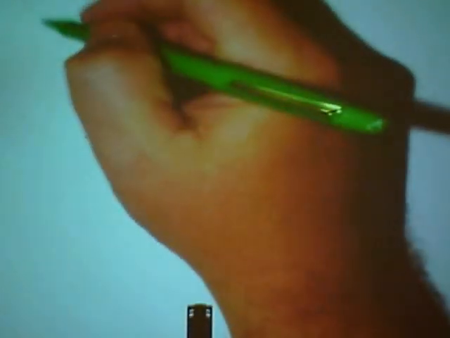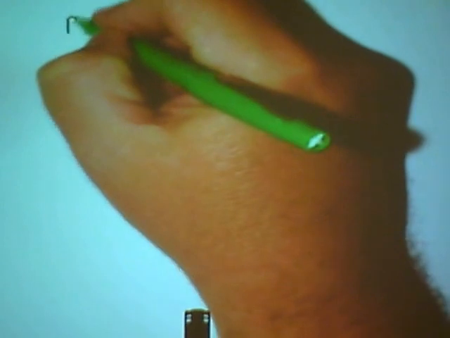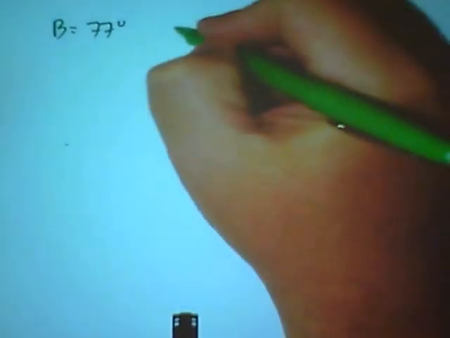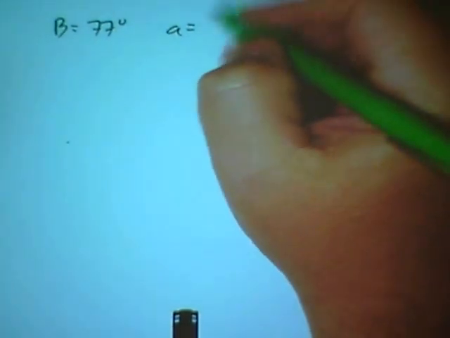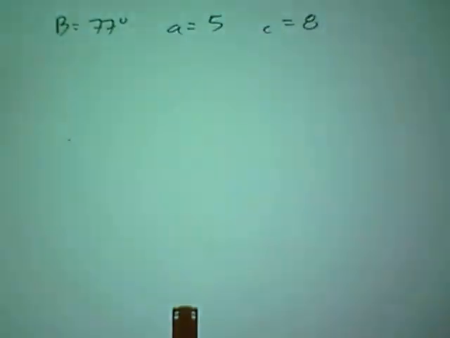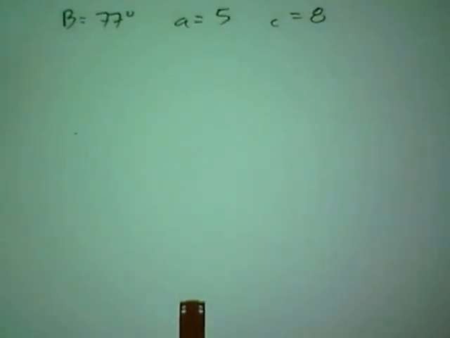If I look at problem 7 quickly, it's another ABC triangle. And they say angle B is 77 degrees. And then they give me side A is 5. Side C is 8. If you try to use law of sines here, it would not work. You have to use law of cosines.